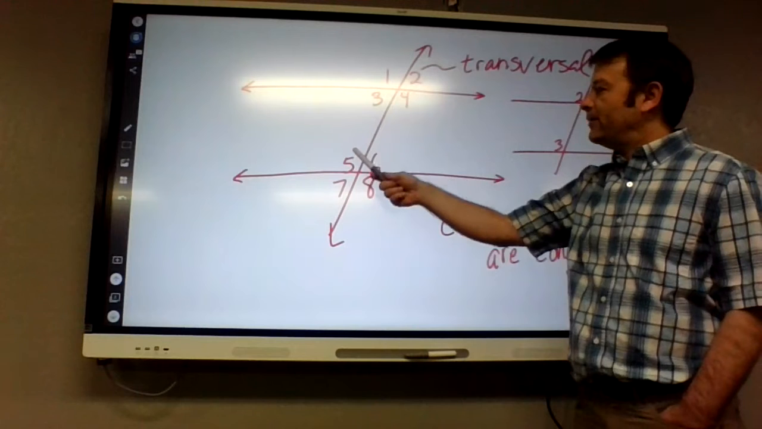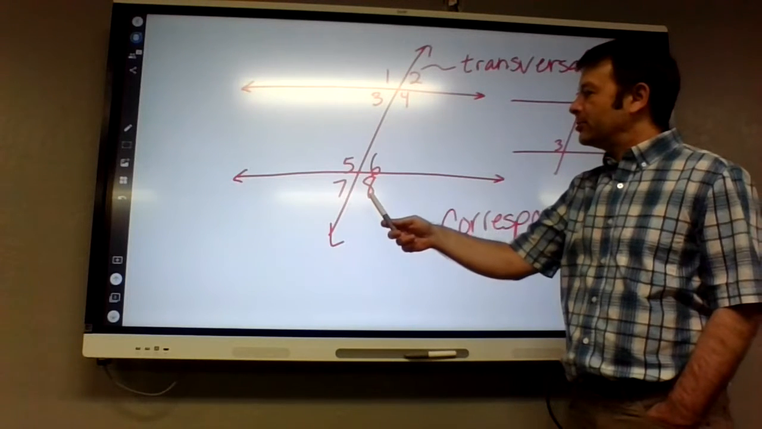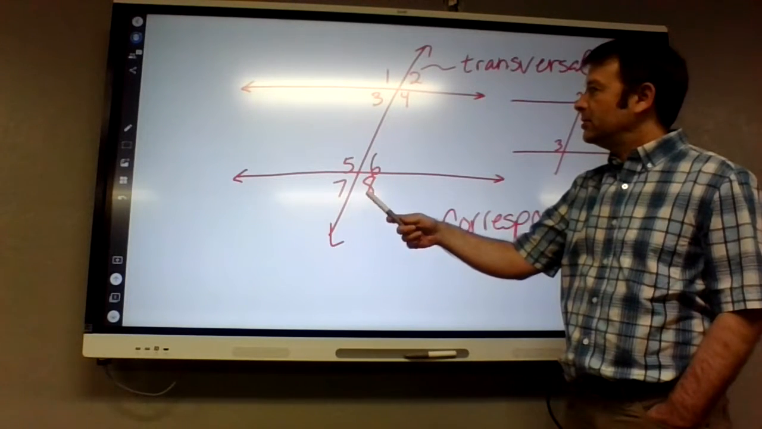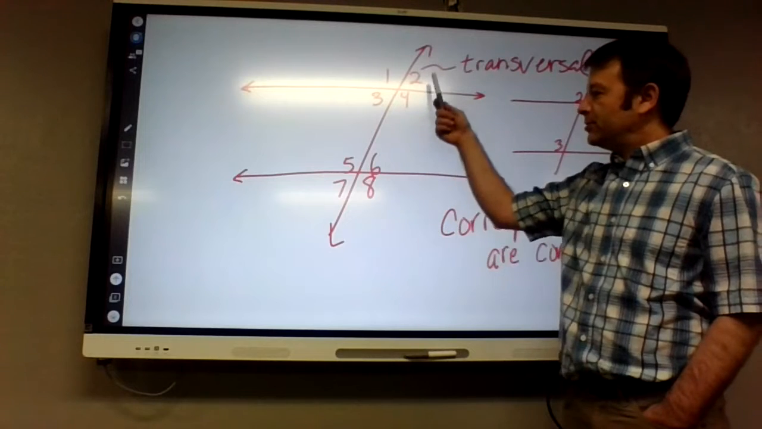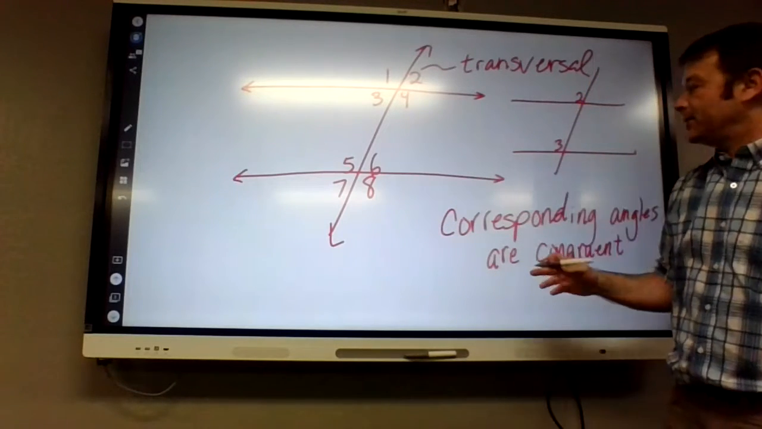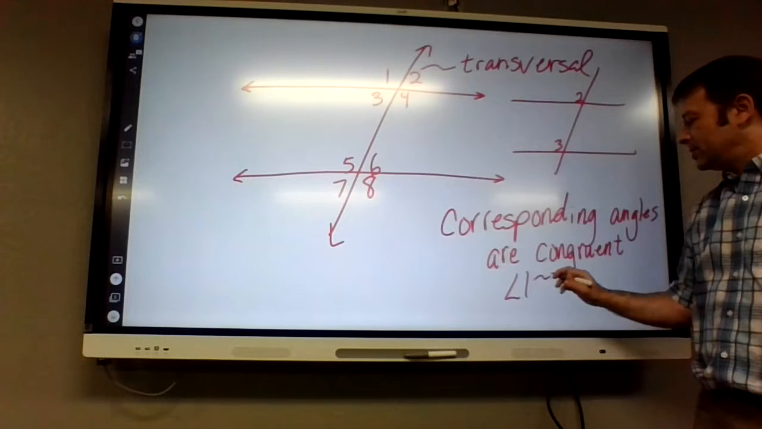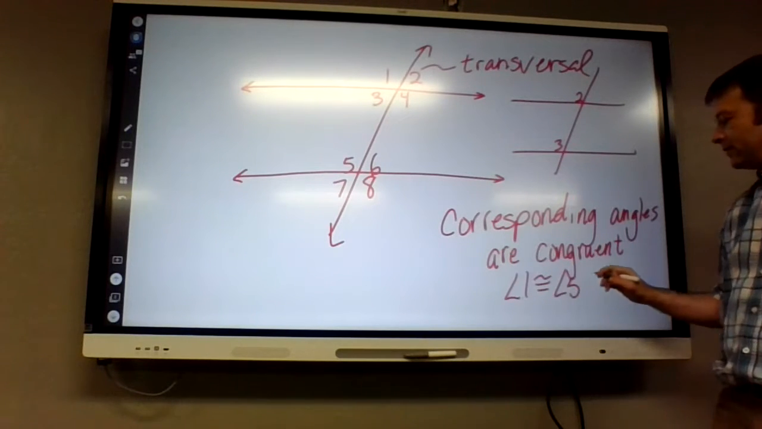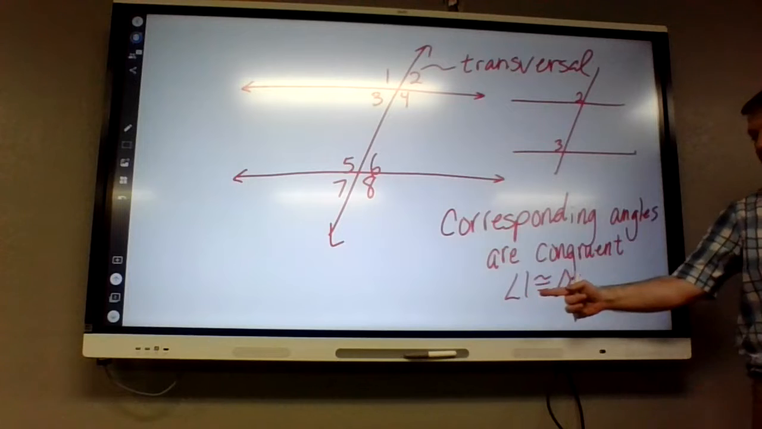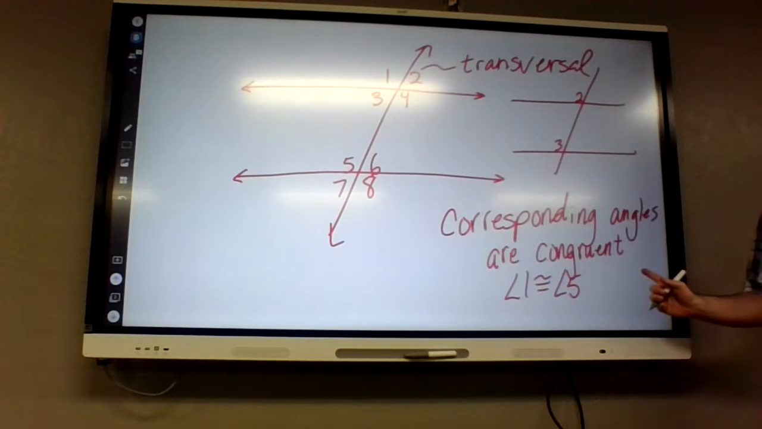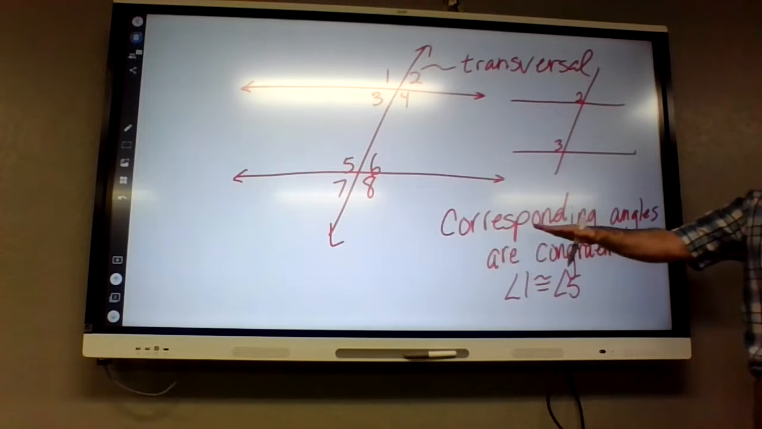So 1 and 5 are congruent. What are the other corresponding angles? 8 and 4, 2 and 6, 3 and 7. You guys said them all, yeah. So you could say angle 1 is congruent to angle 5. And if this was a line in a proof, the reason would be corresponding angles are congruent.